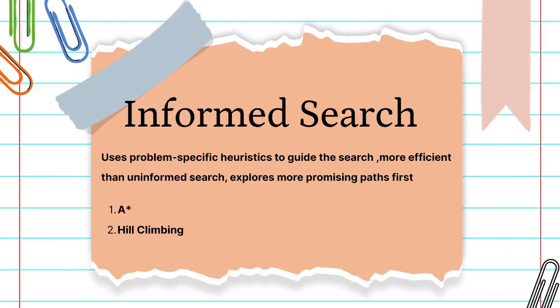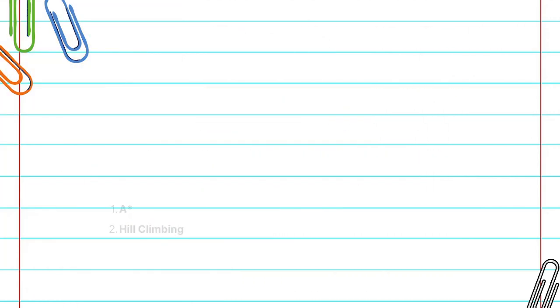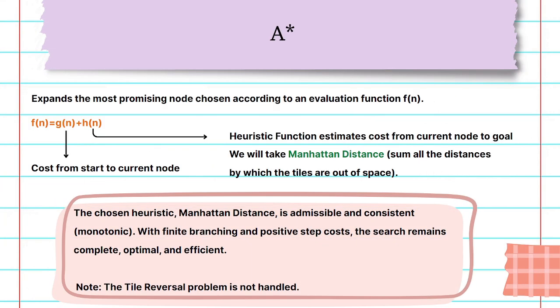Now let's move on to informed search. In informed search, we use heuristics to guide the process. This makes the algorithm faster and more practical for larger problems. We'll be focusing on A star and hill climbing algorithms in informed search. The first algorithm that we are using is the A star algorithm.